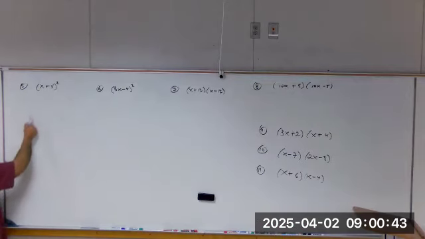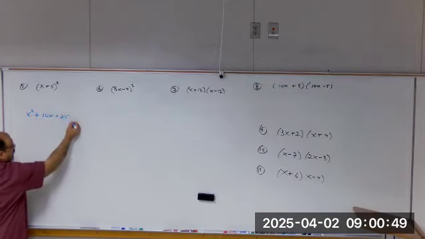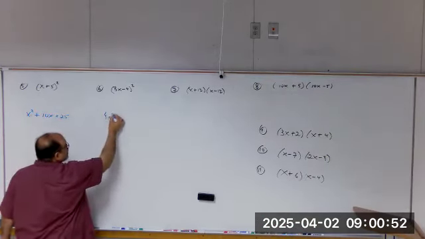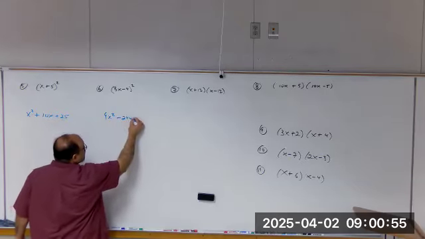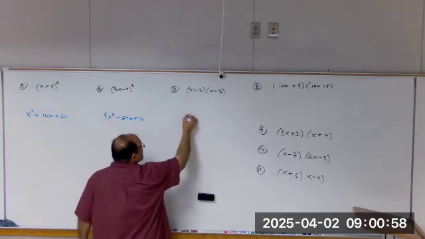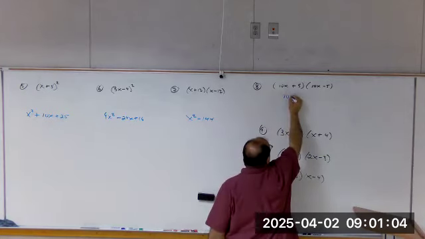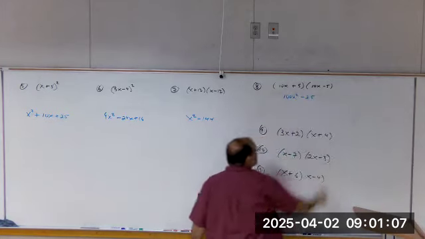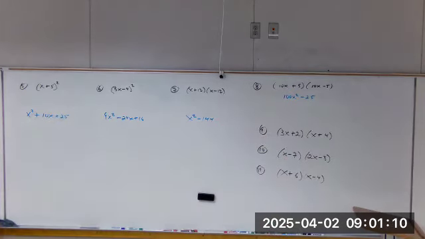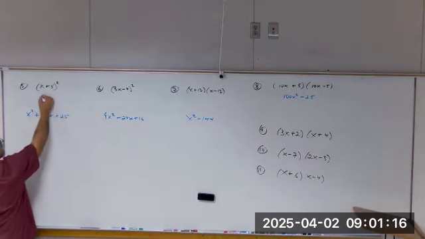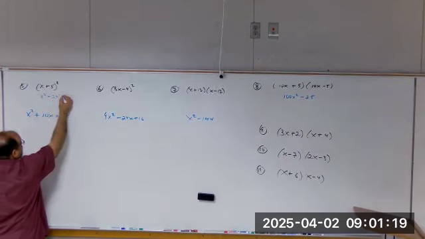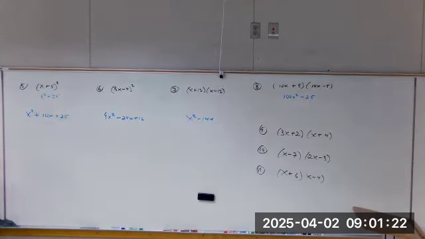Hopefully, we're all at this stage. This is x squared plus 10x plus 25. This is 9x squared minus 24x plus 16. This is x squared minus 144. This is 100x squared minus 25. And if we're not, we're still okay as long as you're not going x squared plus 25. You have to get past this because your brain has to tell you.